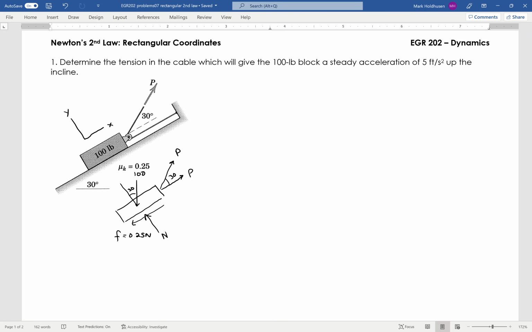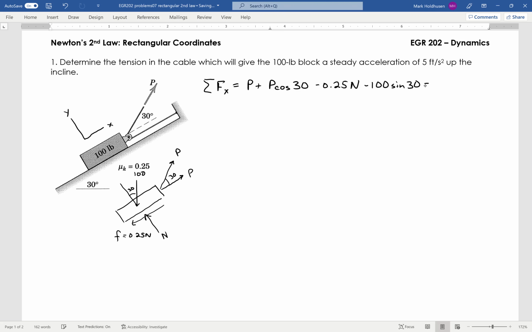So I can then sum the forces in the x direction, okay? And that x direction will be the acceleration direction, okay? So in the x direction I've got P and P cosine 30, okay? And then I have the negative friction, negative 0.25 N, right? And then I've got the sine component of the weight. So that's going to be 100 sine 30, and that's negative because it's in the negative x direction.